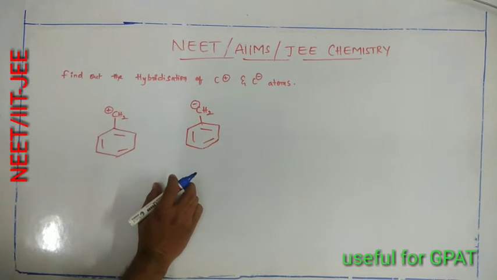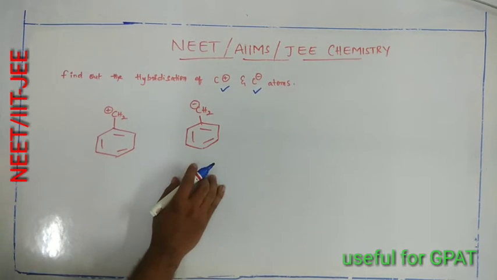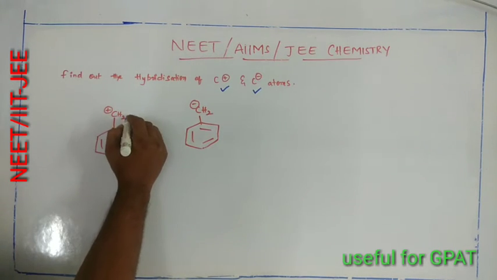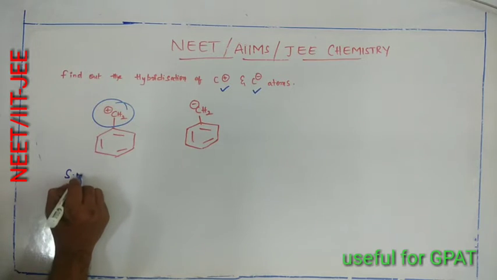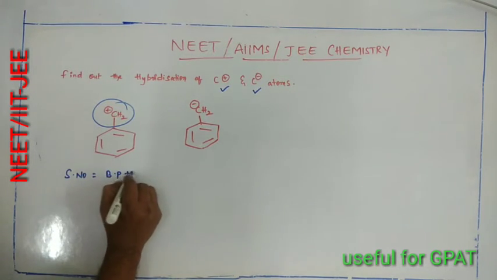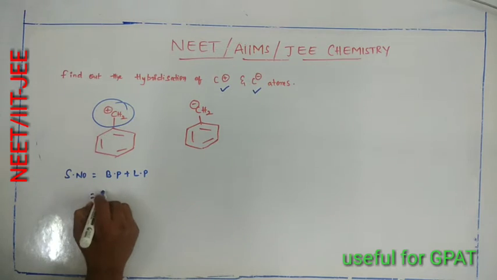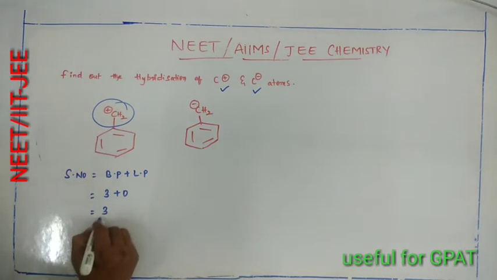Find out the hybridization of carbocation and carbanion in the given structures. Here the carbocation has 3 sigma bonds. Steric number is equal to the number of bond pairs plus the number of lone pairs. Here 3 bond pairs are present and 0 lone pairs. Steric number is 3, so its hybridization is sp2.